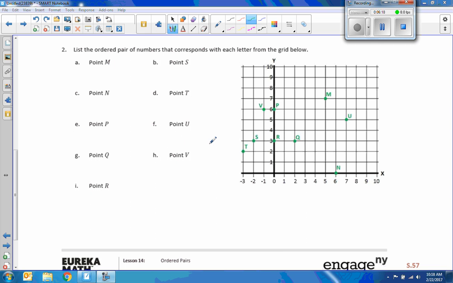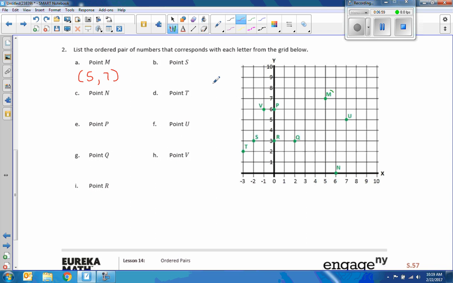Point M. So the first thing I need to do is locate M, which is right here. M is on this height. It's at that elevation, if you will, which is 7. Now remember, our height is y, so that's going to be the second coordinate of our point. And then if I go straight down and see where I am on the x-axis, that is my x. So this is the point 5, comma 7. Don't write them backwards. Your height is your y. Your left-right motion distance from the origin is your x.